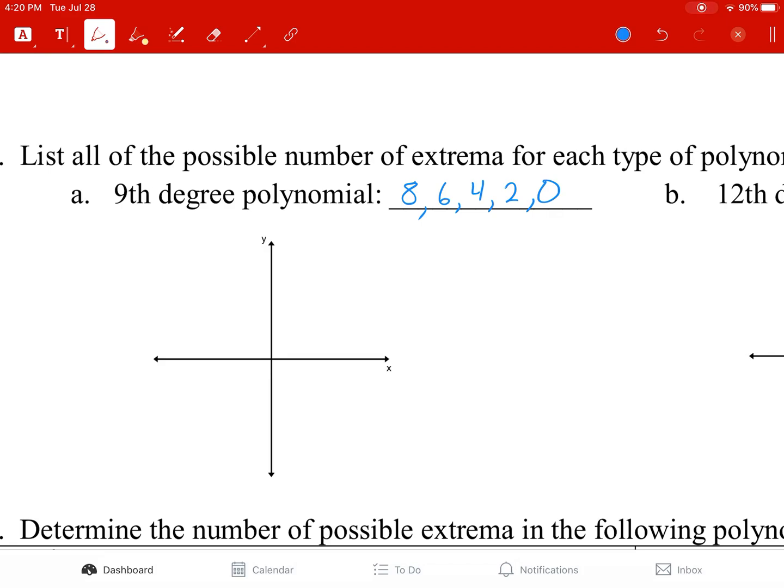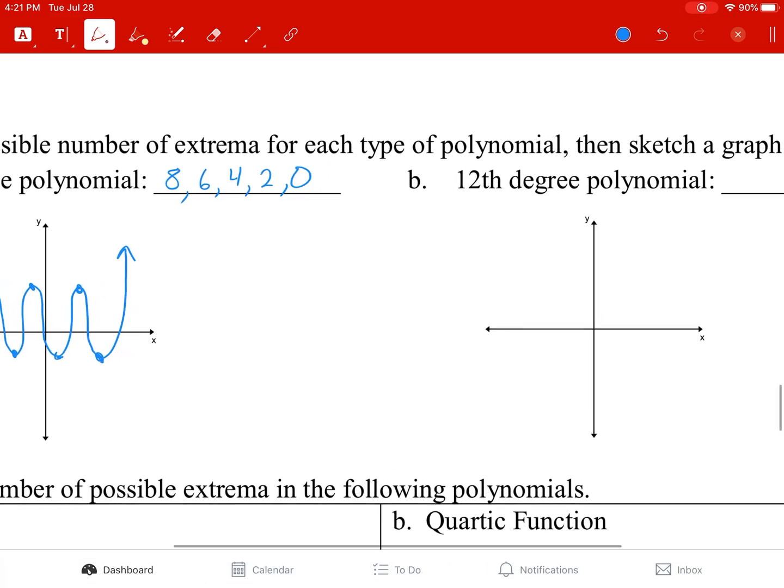So we can put down our graph with any of those numbers of extrema. Let's put down 8 just because we're going to have some fun. So we have 1, 2, 3, 4, 5, 6, 7, and 8. I almost lost it. Okay, so let's count them: 1, 2, 3, 4, 5, 6, 7, 8. There's an example of a graph for a ninth degree polynomial. It has 8 extrema, so that works out.